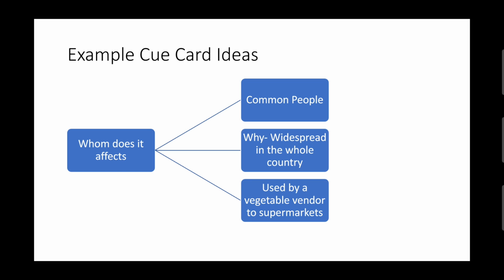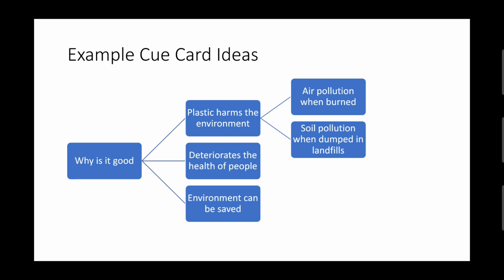Next is whom does it affect. The common people are the ones who were affected by this law. And why? Because plastic bags are widespread in the whole country, and these are used by vegetable vendors, shopkeepers, and supermarkets. Just to ban them, this law came into power. Why is it good?